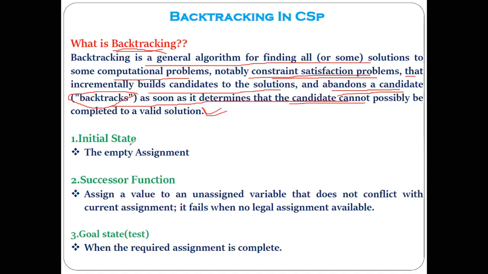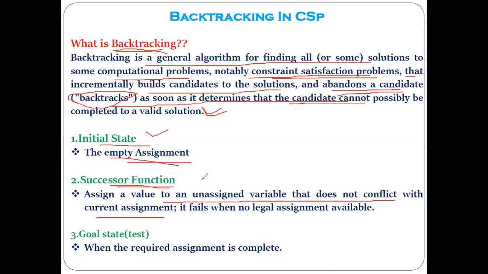Now in the example we have seen that when you try to solve the problem using the constraint satisfaction approach, we start from the initial state, which is the empty assignment. Nothing is assigned to any variable. Then we go on solving the problem with the help of the successor function. The successor function is nothing but assigning a value to an unassigned variable that does not conflict with the current assignment.